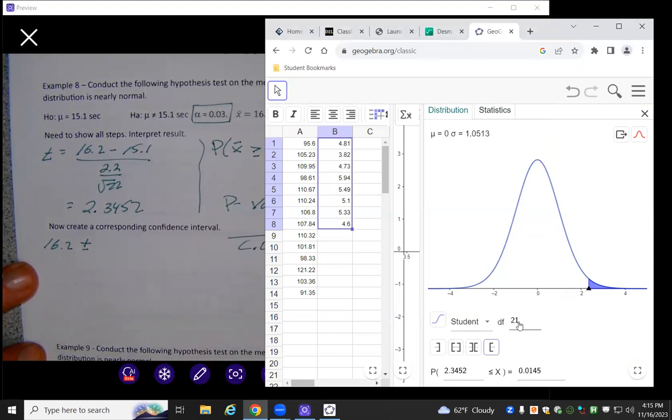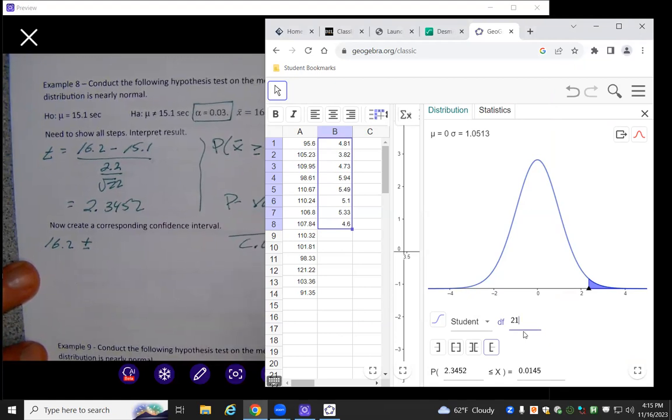So I got Student's t here. Did I do this right last time? Yes, 22. I did change it, thank God. So my degrees of freedom here is going to be, again, 21, because we calculated already.